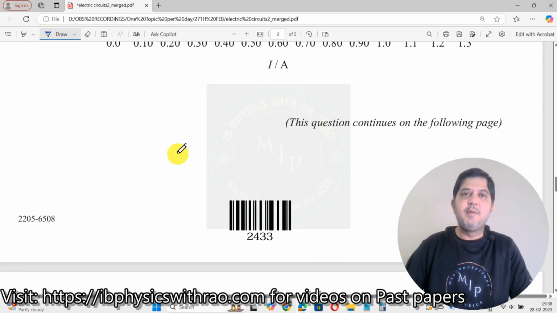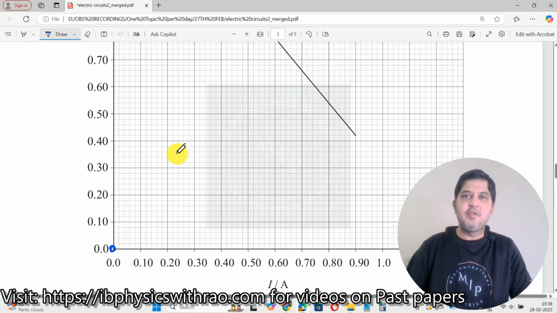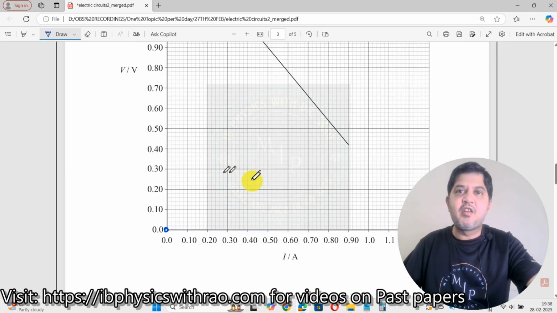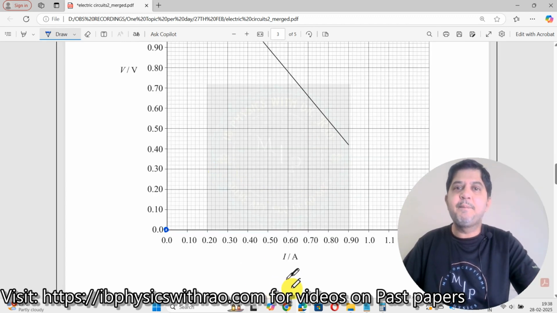Now let me go back here. The current would be maximum. But you need to get it from the graph. If the values of the components are given, you can easily do it. But here components are not given. You need to get it from the graph. Let me reduce this so that I can draw a graph properly.